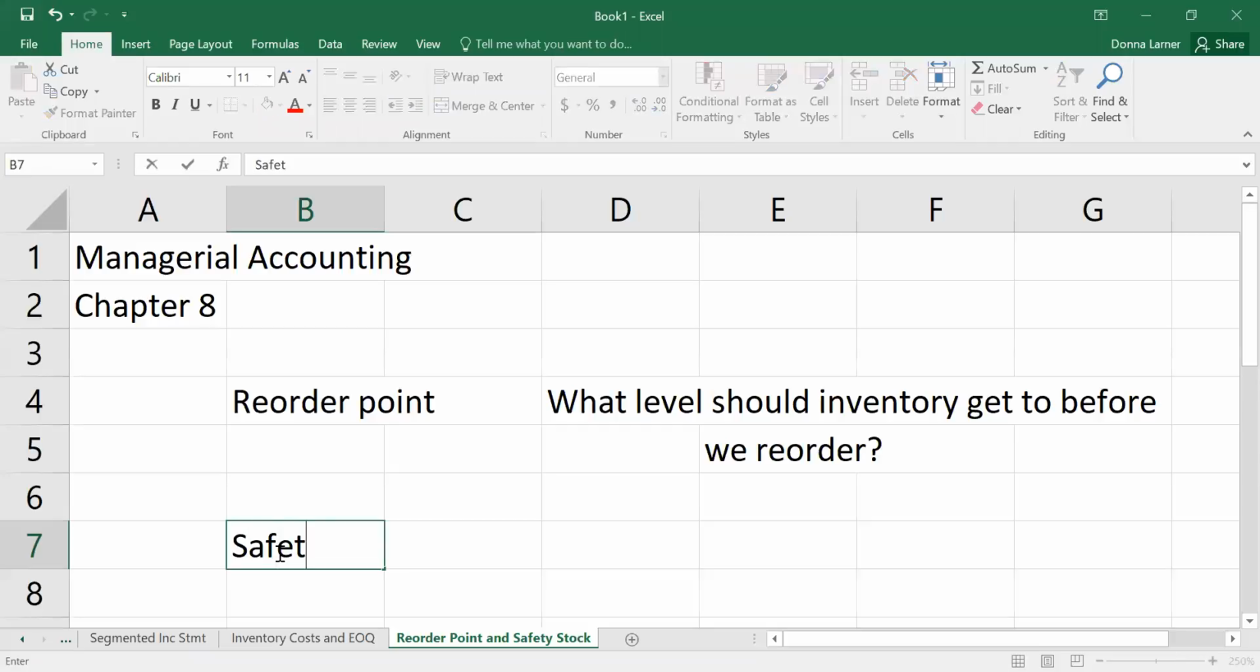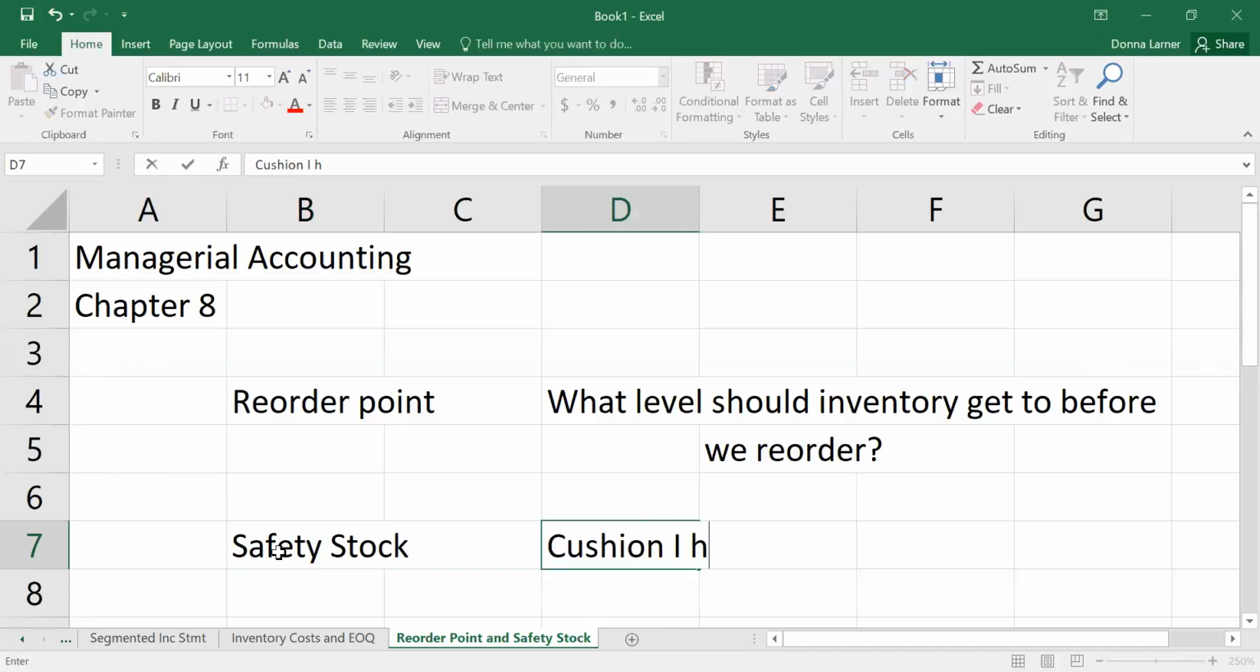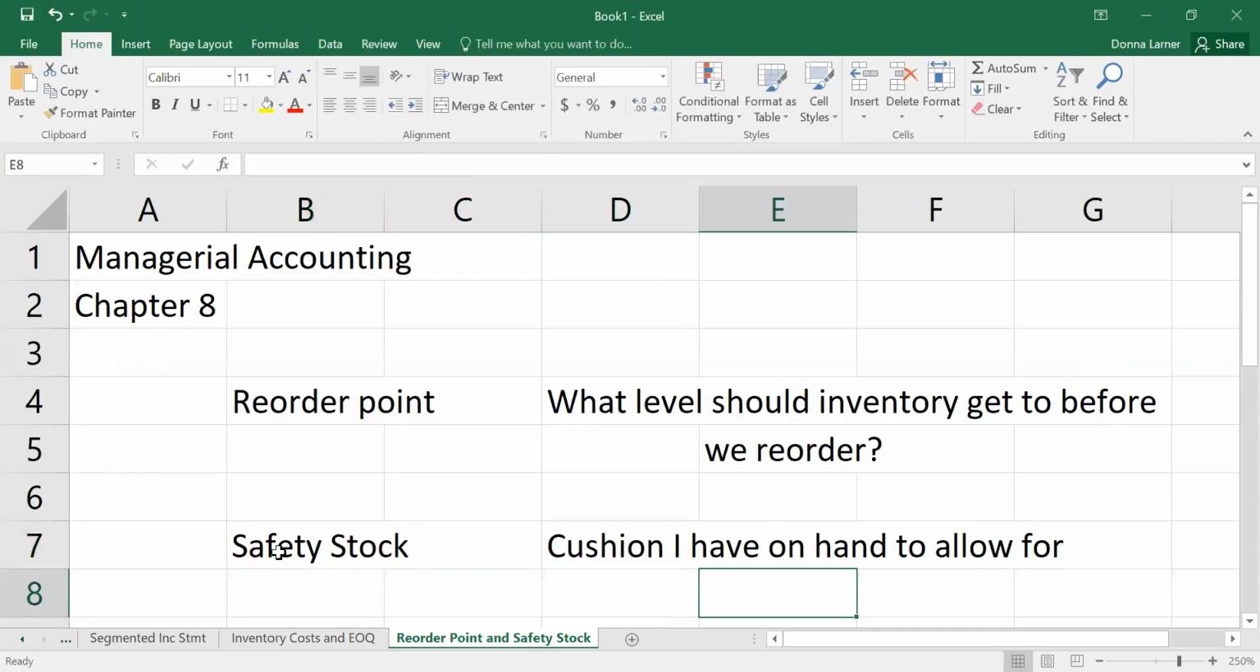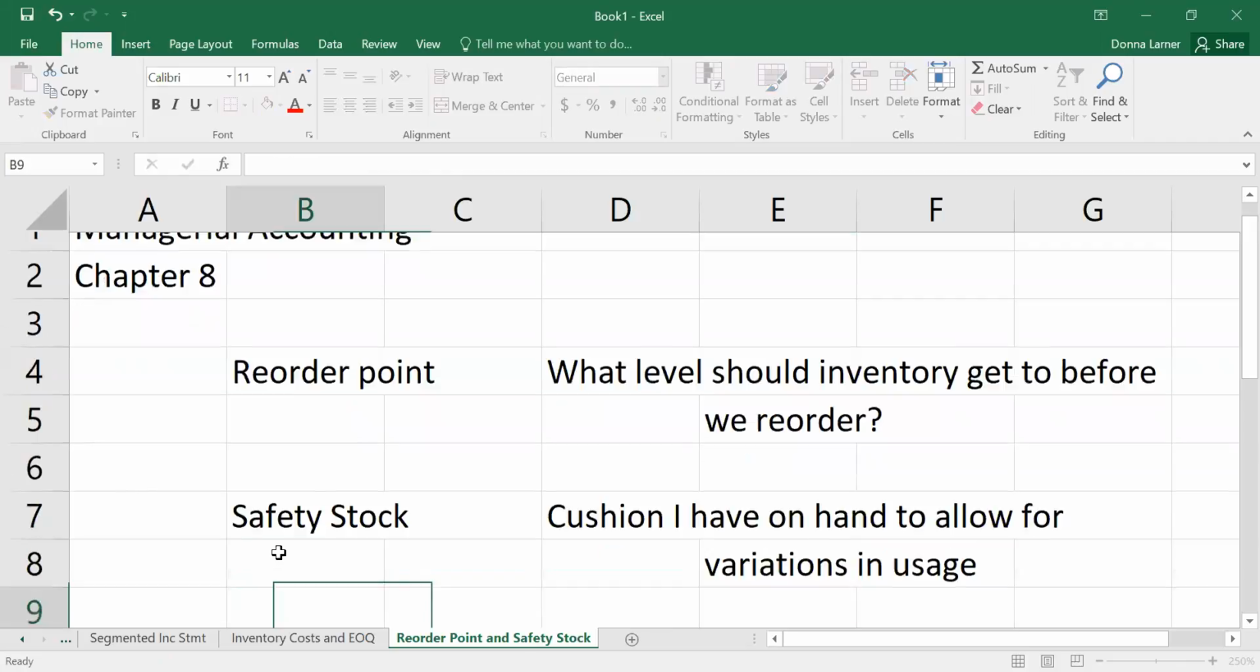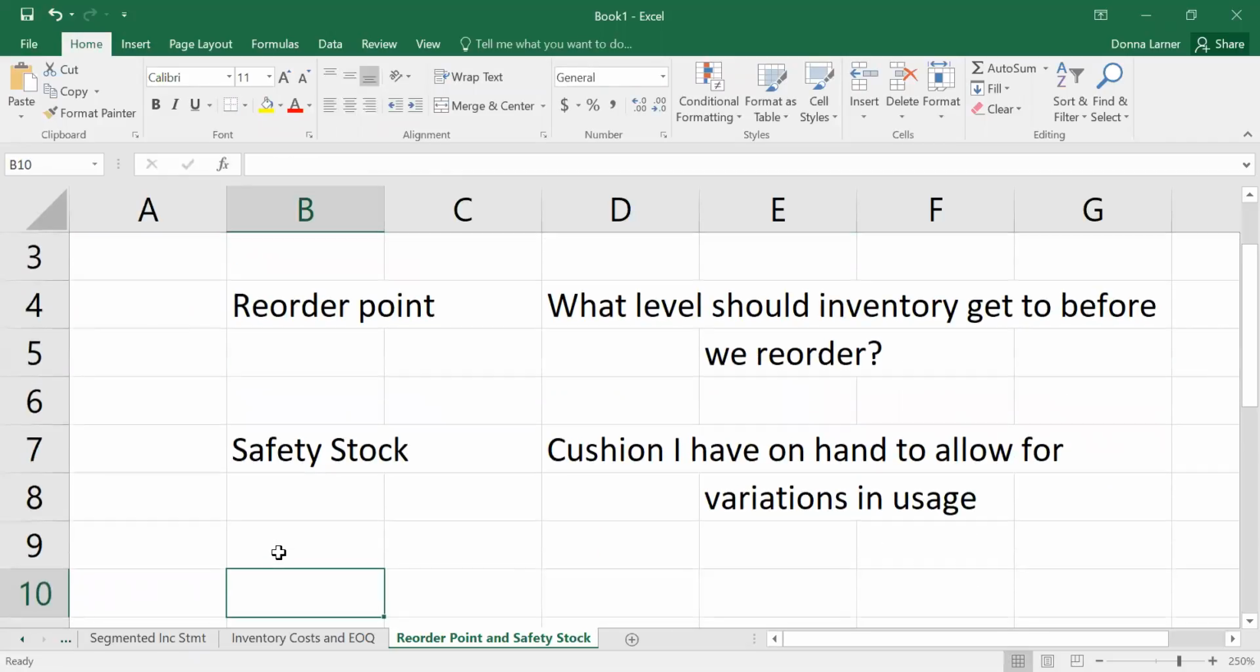And then safety stock is the cushion I have on hand to allow for variations in usage. Maybe I've done this whole reorder point thinking I use about 5 units a day. So having 20 on hand is probably cool. It'll get me by for 4 days, assuming I use 5 a day.